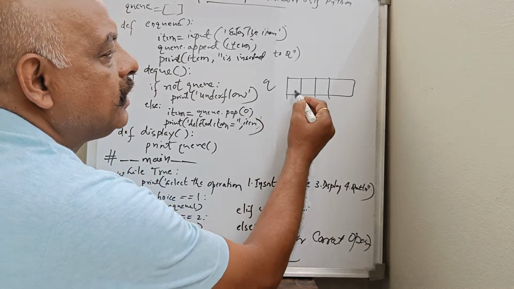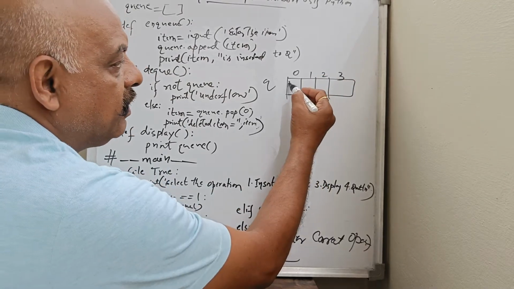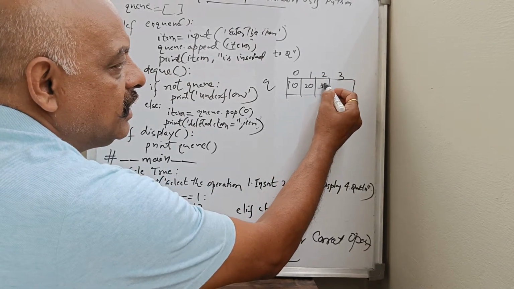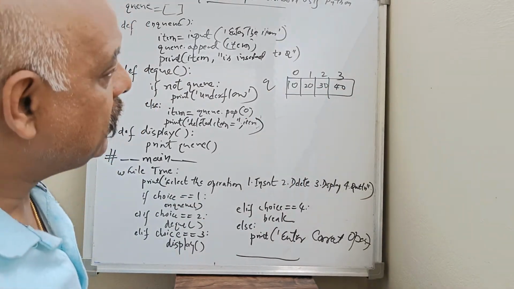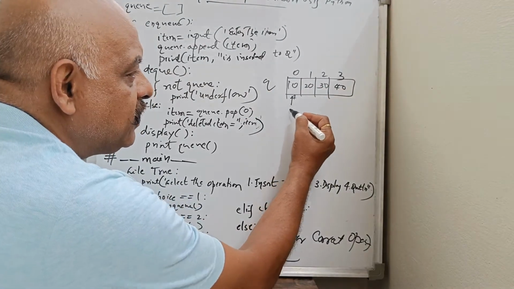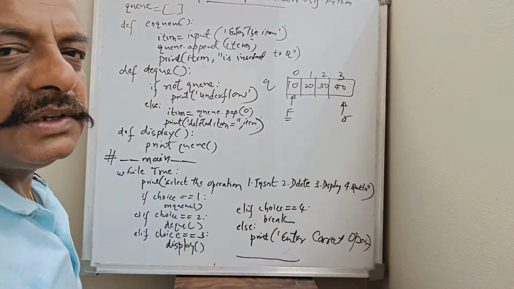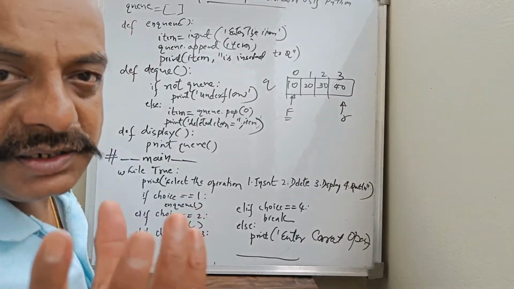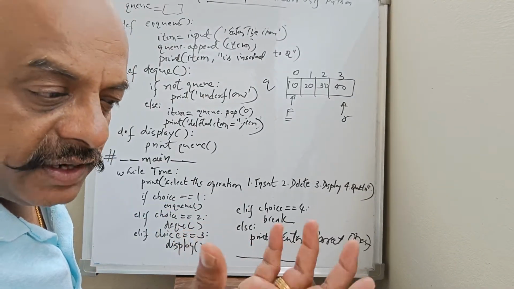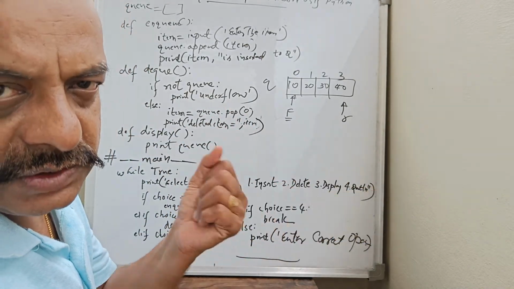I have elements like this: 10, 20, 30, 40, at positions 0, 1, 2, 3. There are 4 elements in the queue. This is called the front of the queue, and this is called the rear of the queue. Here you are going to have two pointers. The front indicates the front of the queue, the rear indicates the tail of the queue, is it not?